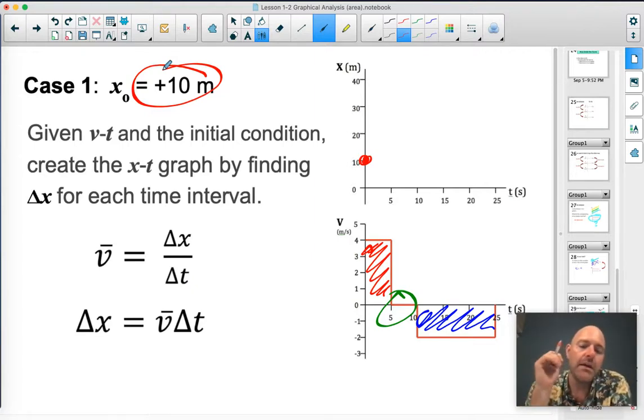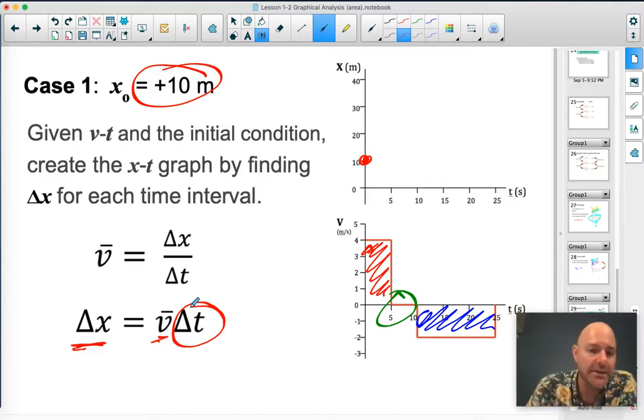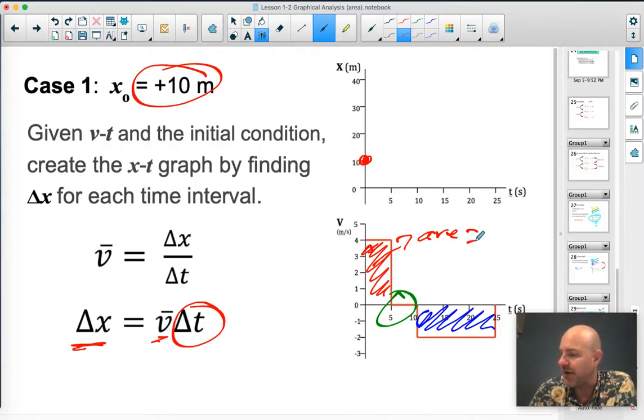If the velocity is change in position over time, then the change in position, this delta x, is equal to velocity times delta t, which is the area here. So the area for our first one is what? That's 4 times 5. So that's 20 meters, and that's positive. So it goes from 10 up to 30 in that 5 seconds. Constant velocity, so it should be a straight line.